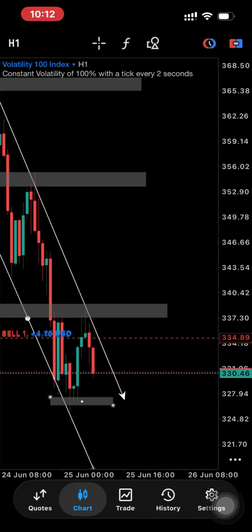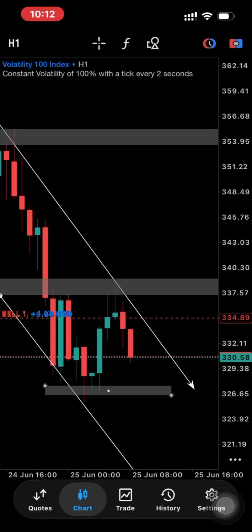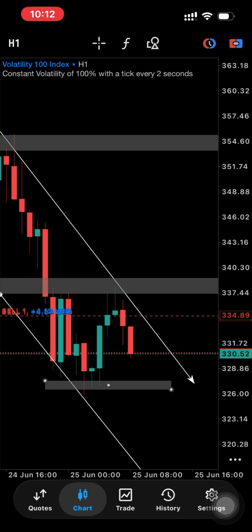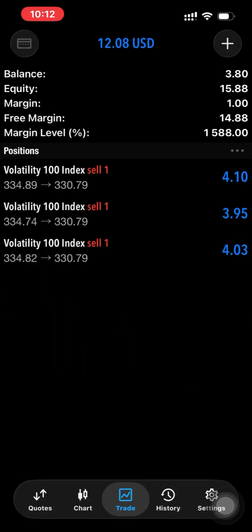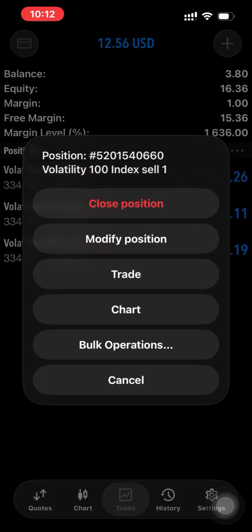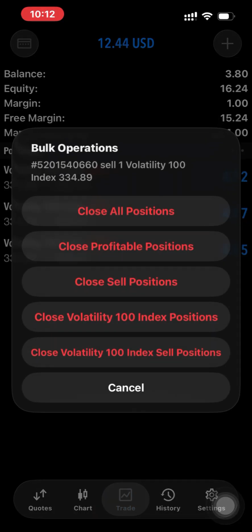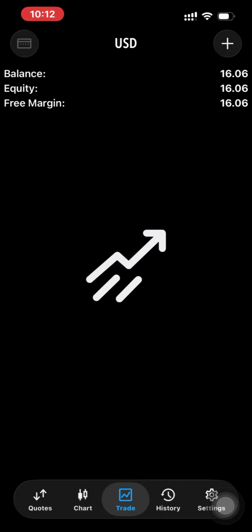So yeah, these are just ways that you can draw your support and resistance levels accompanied by your trend lines. So you can really do great analysis using the two combinations. So for now, we're just going to bulk operate and close all the positions and secure our profit.